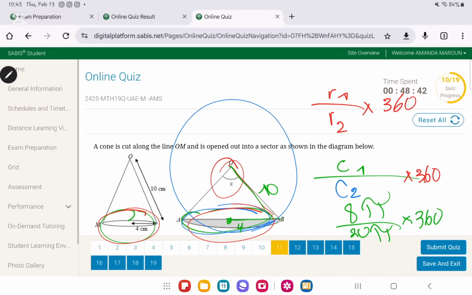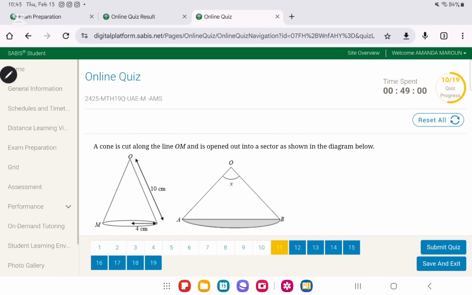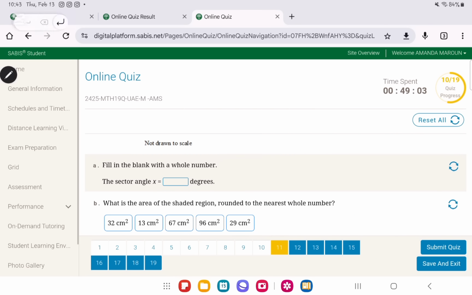If you put it on your calculator, you are going to get an answer of 144 degrees. Or what you could do is take the first radius, which we found to be 4, over the second radius, which we found to be 10, times 360, and you will also get 144 degrees. So either way, you have the sector angle to be 144 degrees.